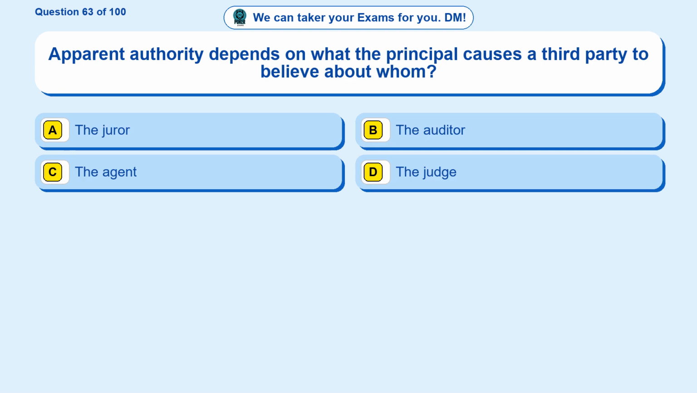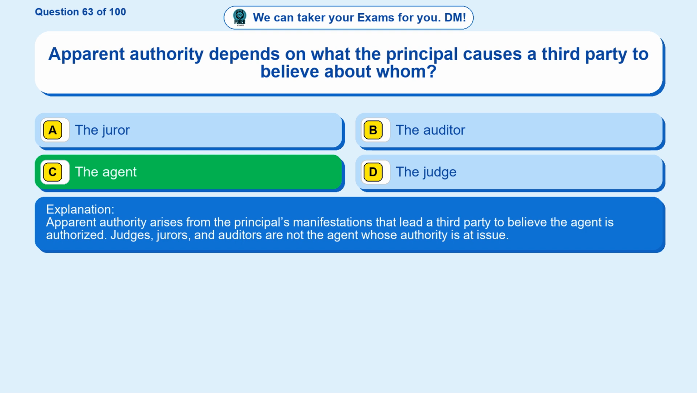Question 63. Apparent authority depends on what the principal causes a third party to believe about whom? Option A, the juror. Option B, the auditor. Option C, the agent. Option D, the judge. The correct answer is option C. The agent. Apparent authority arises from the principal's manifestations that lead a third party to believe the agent is authorized. Judges, jurors, and auditors are not the agent whose authority is at issue.